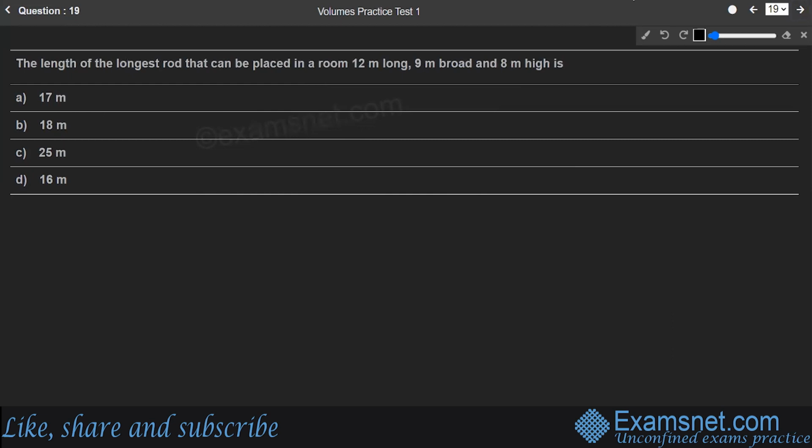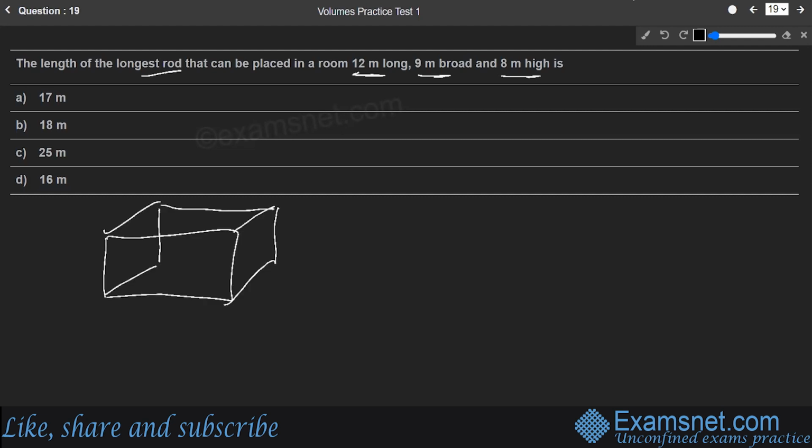Now he says, the length of the longest rod that can be placed in a room 12-meter long, 9-meter broad, and 8-meter high is. So clearly the room is of the shape of a cuboid. The room is the shape of a cuboid like this. This is the shape of the room, and he's asking for the longest rod. So the longest rod is always the diagonal of the cuboid. So we need to know the diagonal value of this cuboid, and then the longest rod will be of that dimension.